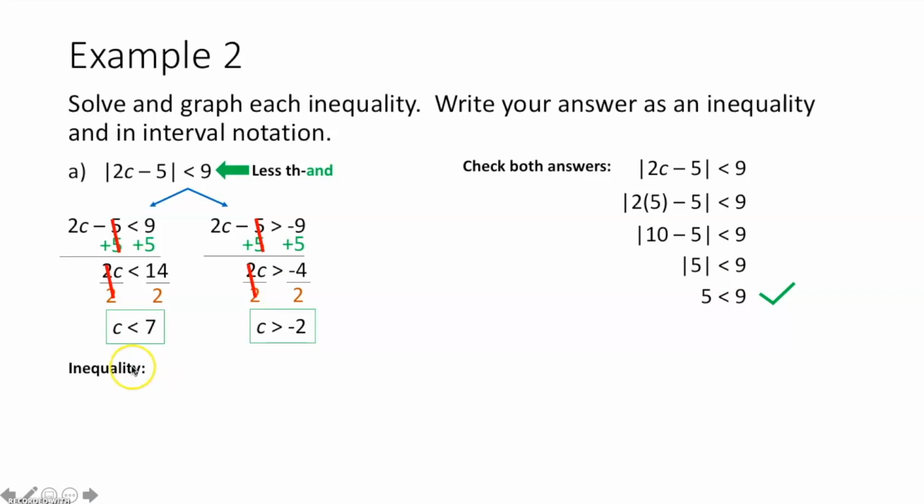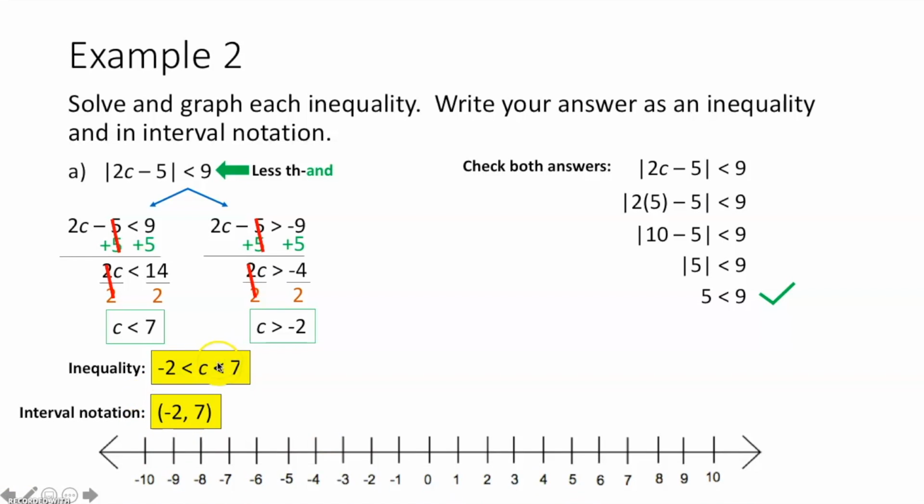Now I can write my inequality as my answer. I start with my lower endpoint. It's going to be negative 2 is less than c, which is less than 7. Again, neither of these have equal signs underneath. That's why these don't either. Next, let's write that in interval notation. Going from inequalities to interval notation with "and" compound inequalities is super easy. You just take the negative 2, take the 7. Since neither of these have equal signs, you're going to put parentheses on both sides.